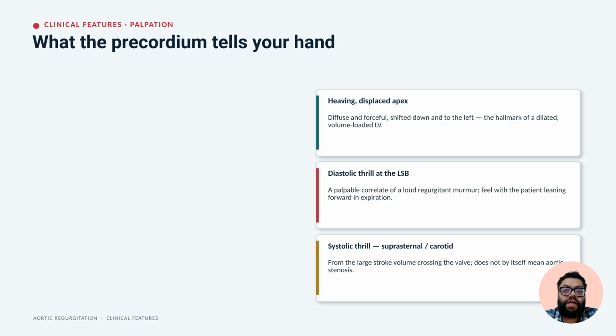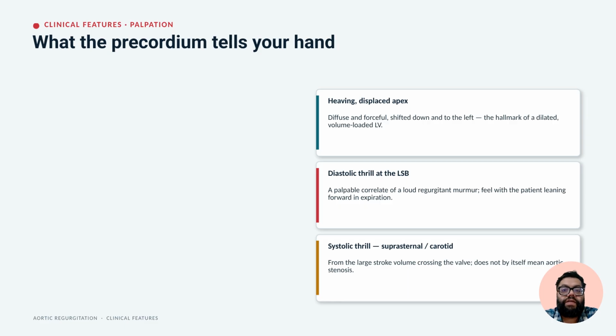Second, run your hand up the left sternal border with the patient sitting forward in held expiration. A loud regurgitant murmur can be palpable as a diastolic thrill. Third, at the suprasternal notch and over the carotids, you may feel a systolic thrill. Do not overcall aortic stenosis from this alone, because the sheer size of the stroke volume crossing a normal sized orifice generates turbulence by itself.